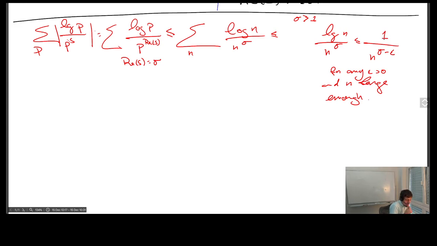And so you just pick epsilon so that sigma minus epsilon is still bigger than 1. Now you have a series with exponent bigger than 1, and we know that those series converge. I'm sure you've seen this in normal analysis; the way this is usually proven is by comparing to an integral.